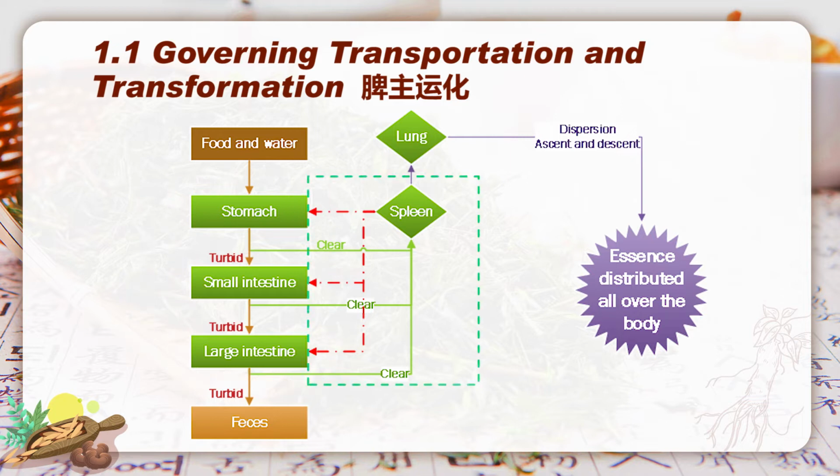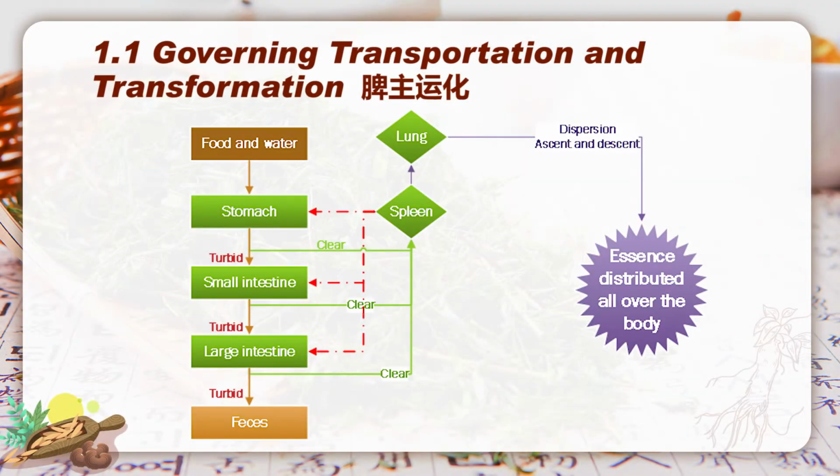Then the middle part of the chart demonstrates essence or nutrition. Maybe it is easier for you to understand, being abstracted and sent to spleen. The direction of whole process is upwards with green arrow. But how is the essence abstracted? By what means? It is due to the transportation and transformation of spleen.